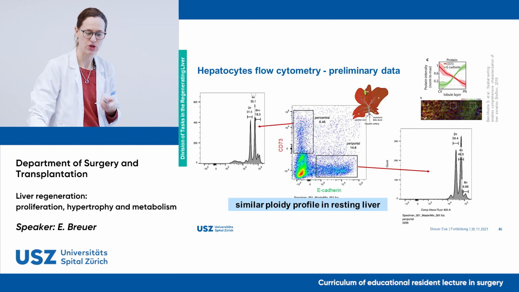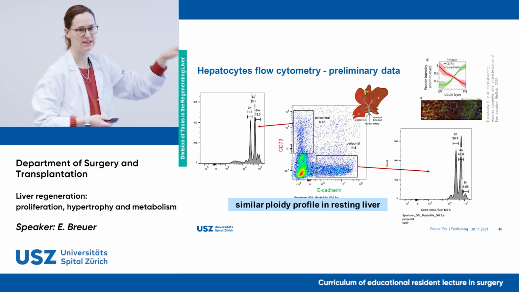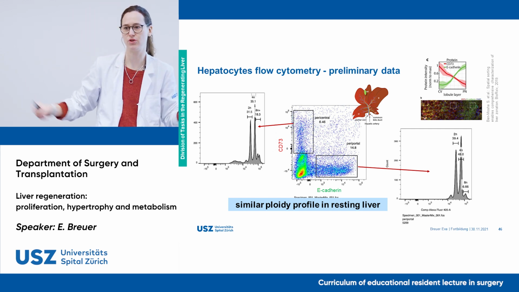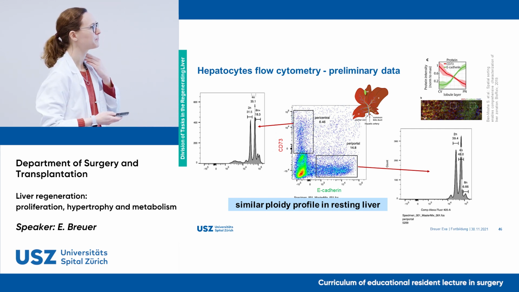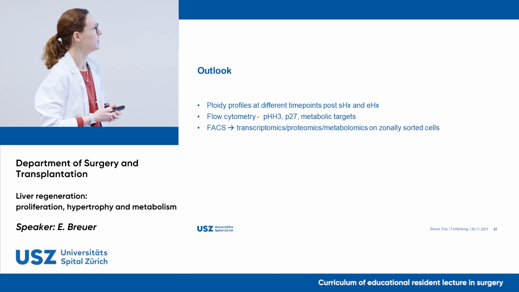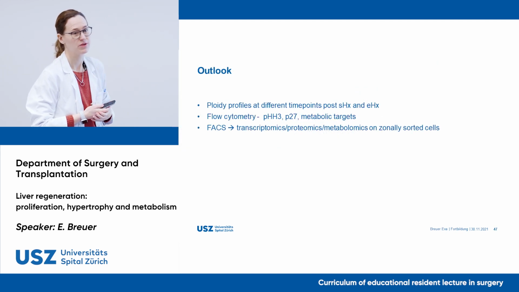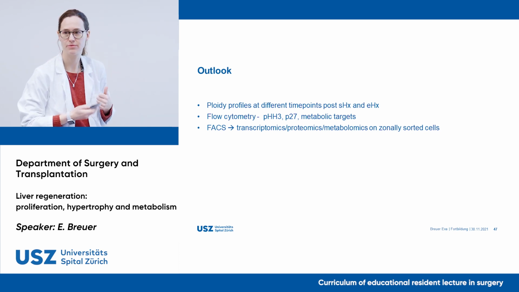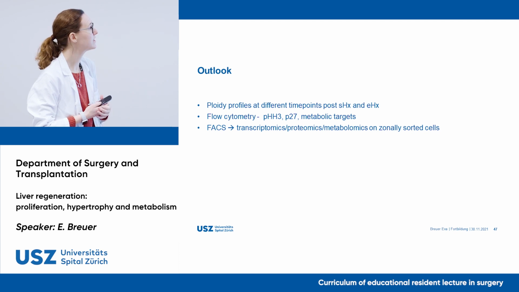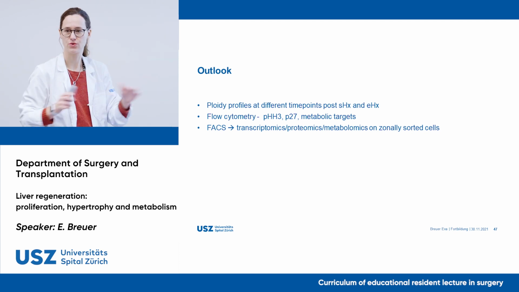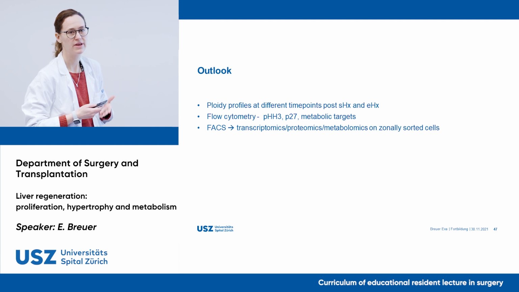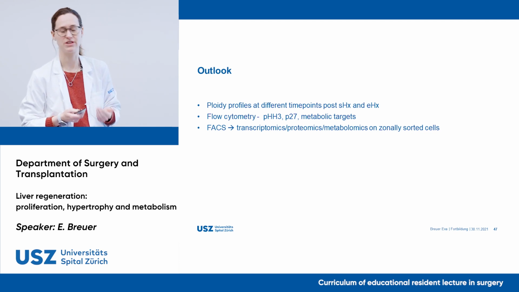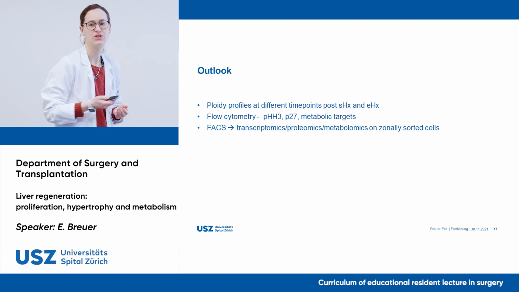And the idea is to get these cells also sorted. So we not only see the cells, but we can sort them in different tubes and analyze them afterwards. So this is kind of what we are going to do next. We are trying to analyze these ploidy profiles also in combination with proliferation markers, with metabolic targets. And in the end, we would like to sort them and do transcriptomic and proteomic analysis and also metabolomics on these sorted cells.